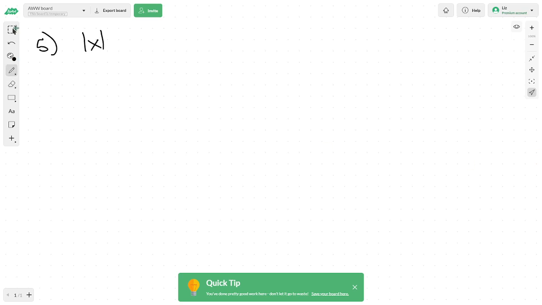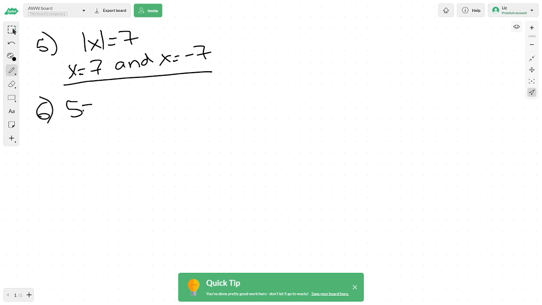The absolute value of x equals 7. All right, absolute value is already isolated. So I just need to set that up to the positive number and the negative number. And that's all. I'm done with number 5.